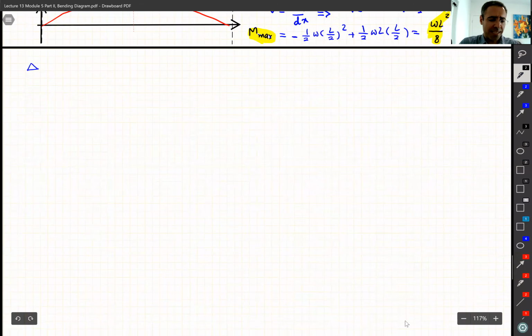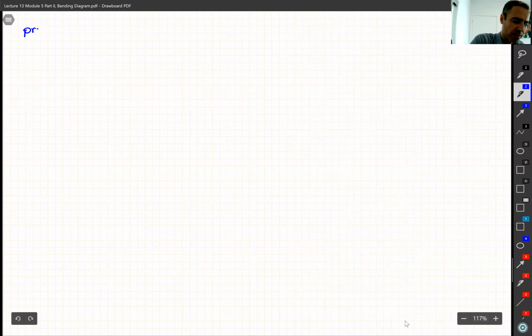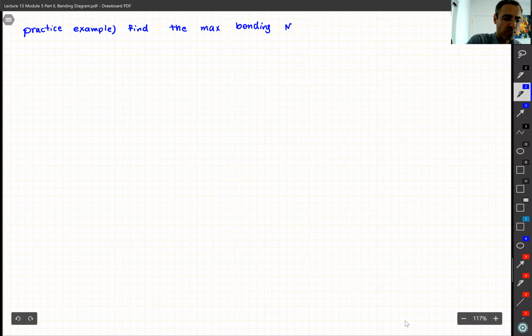If you are good, as a practice example, I want you guys to do the same things that I did for this beam, and it is again important. So it is a practice example. Find the maximum bending moment.